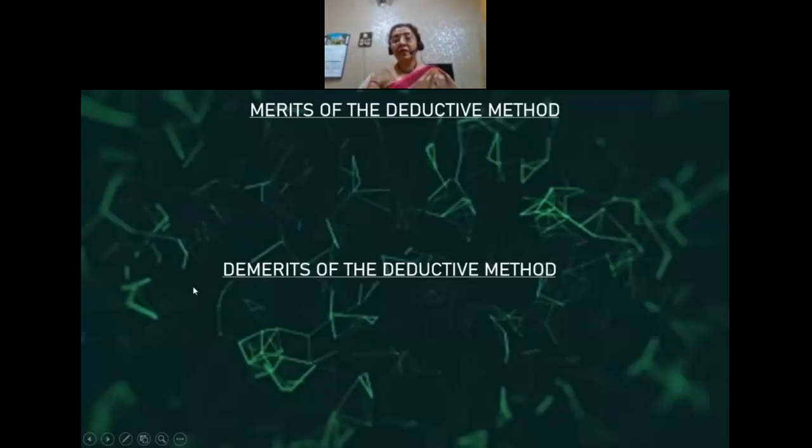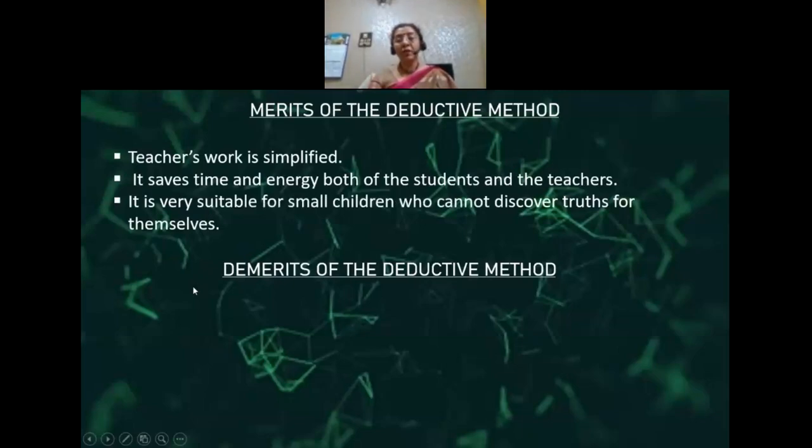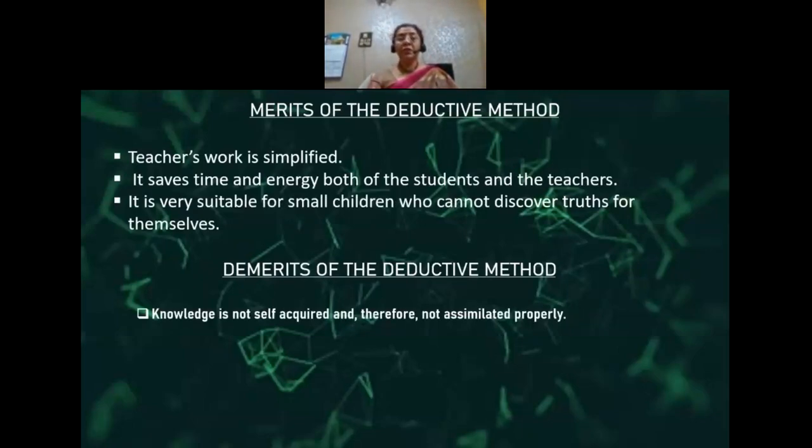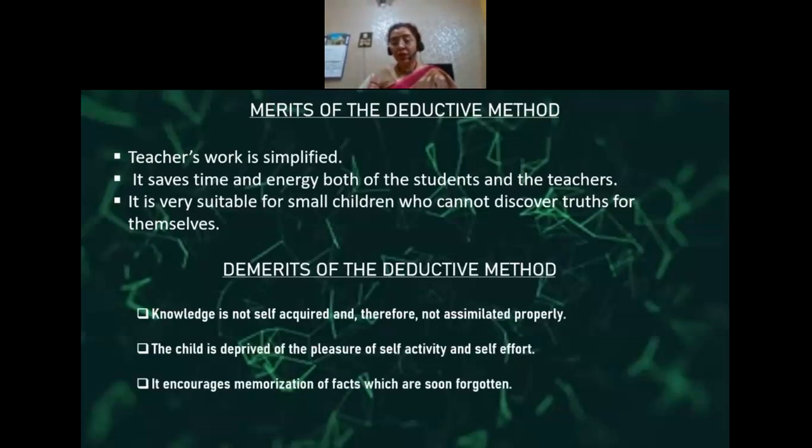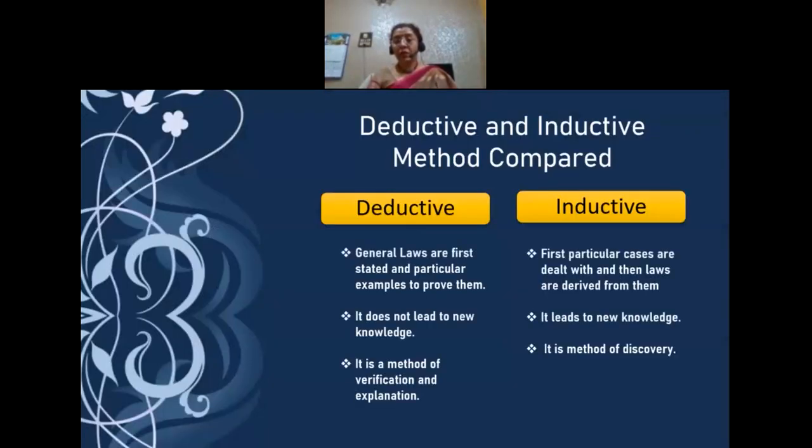But the deductive method is less time consuming. It is easier for us to complete the syllabus on time, but it does not give any pleasure of innovation, or it is based more on memory. So the chances of forgetting are more. So the deductive method does not give any new knowledge, whereas the inductive method gives new knowledge.